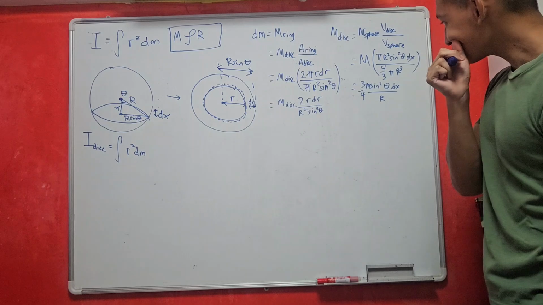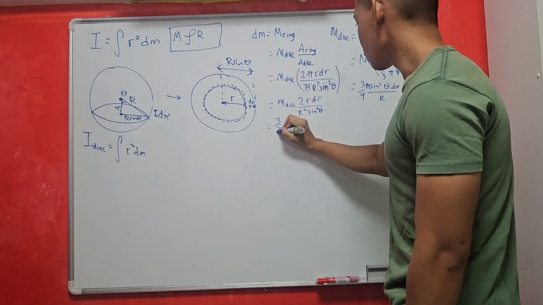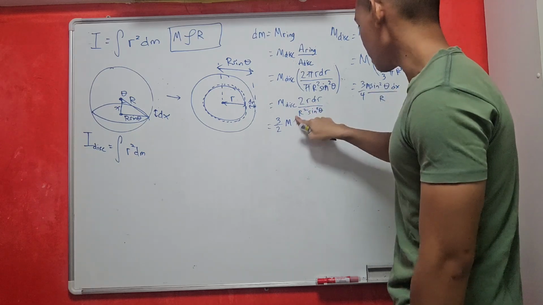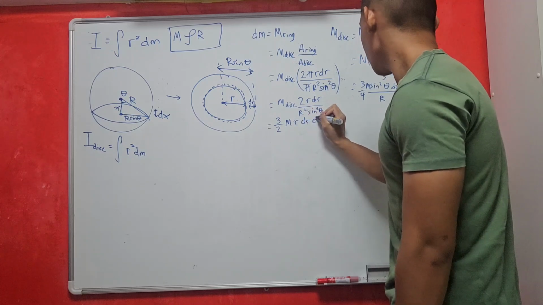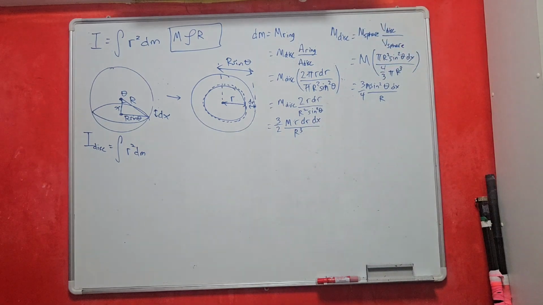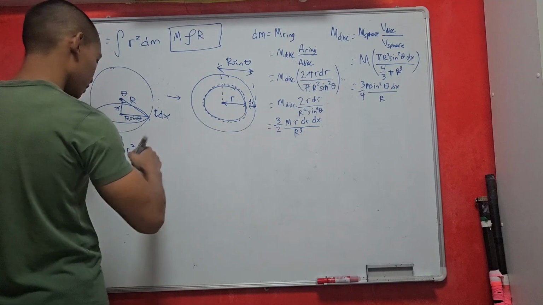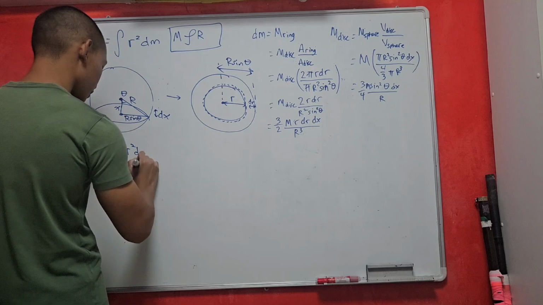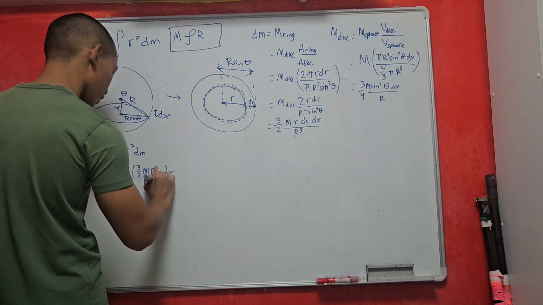Okay, now I'll actually just get 3 over 2 m sine squared theta, but it will cancel out, so we'll need that, and then r dr dx over r cubed. Okay, so now we are ready to find the I disk. So substitute dm into here, so r squared, 3 over 2 m r dr dx over r cubed.